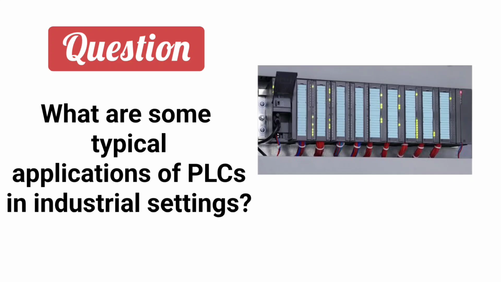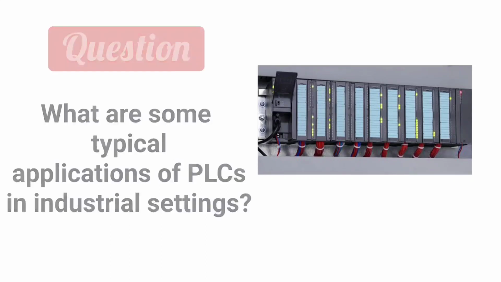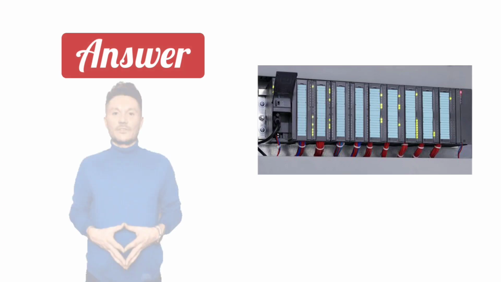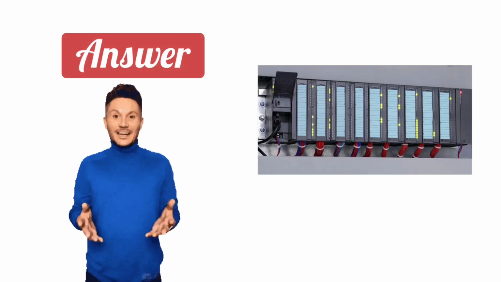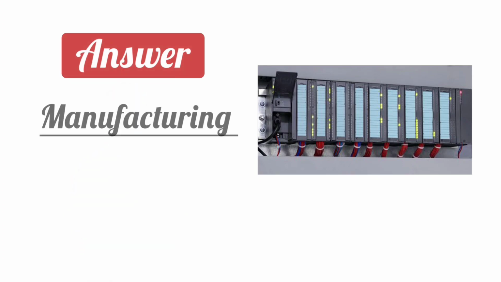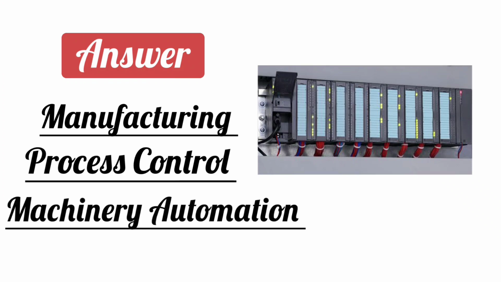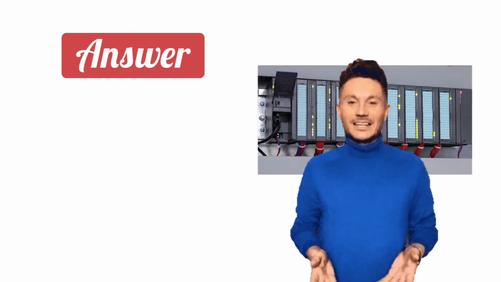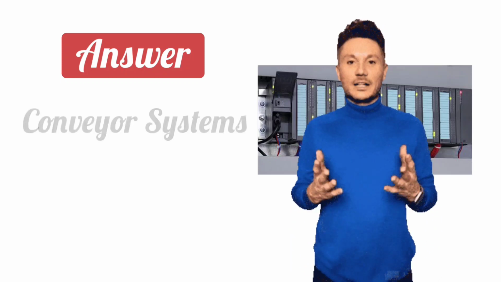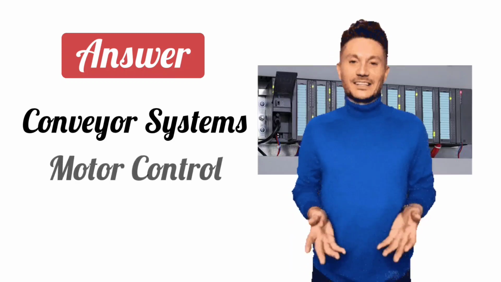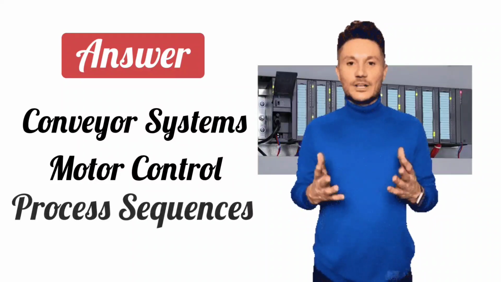Next question is, what are some typical applications of PLC in industrial settings? Its answer is, PLC are commonly used in applications like manufacturing, process control, and machinery automation. They control tasks such as conveyor systems, motor control, and process sequencing.